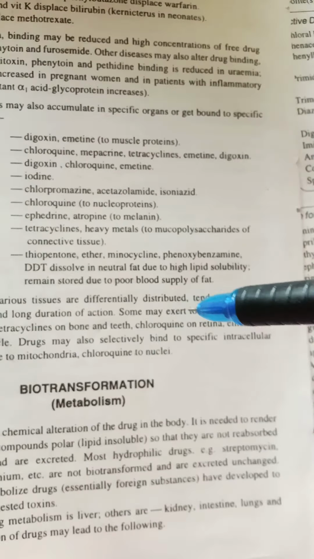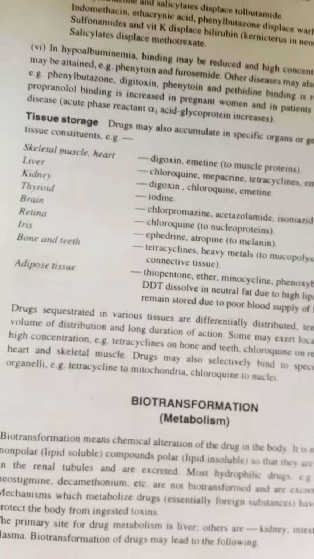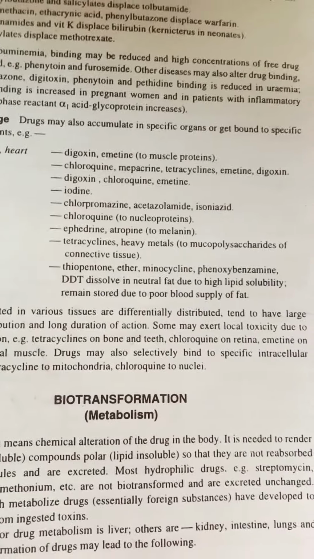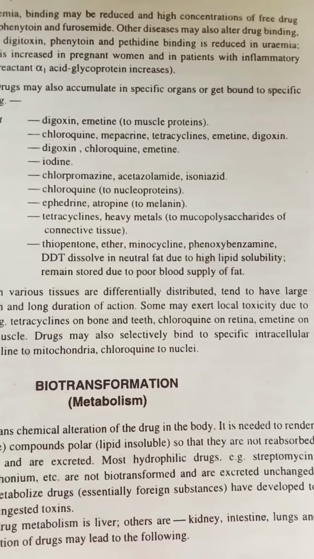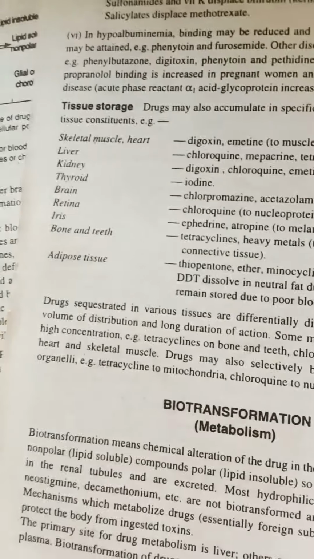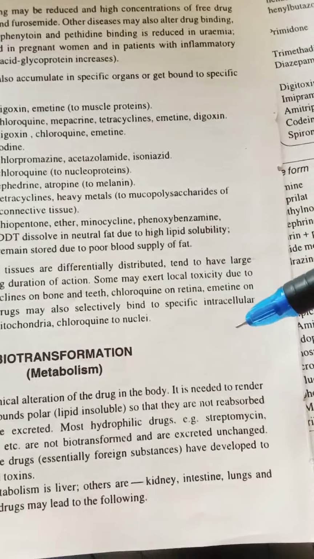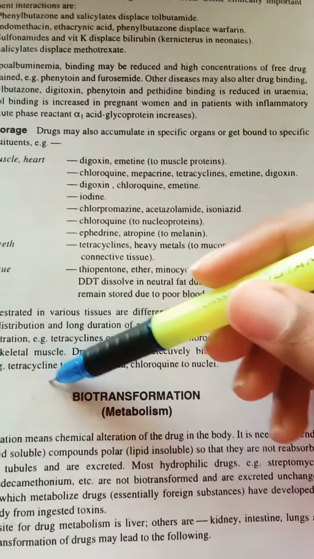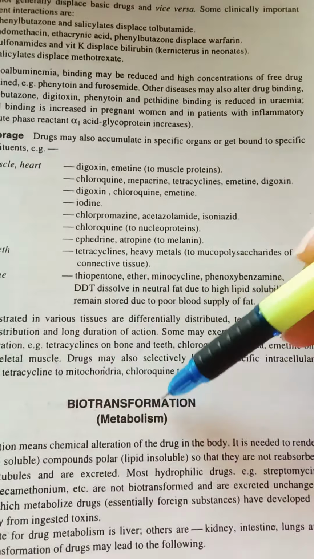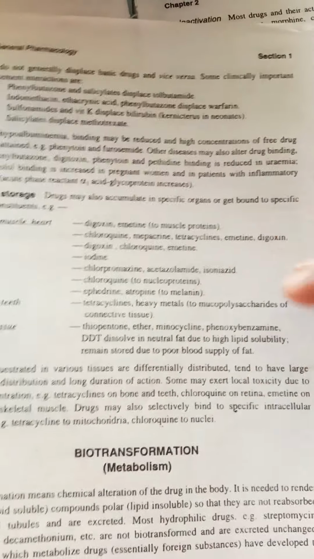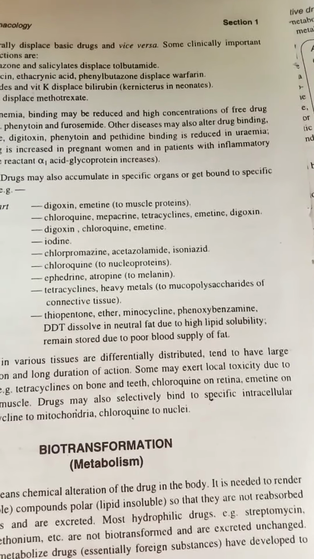Sometimes they also exert local toxicity. For example, tetracyclines on bone and teeth, chloroquine on the retina, and emetine on the heart and skeletal muscle. Drugs may also selectively bind to specific intracellular organelles, like tetracycline to mitochondria and chloroquine to the nucleus. So till here we completed distribution. Next we will continue with metabolism and excretion.